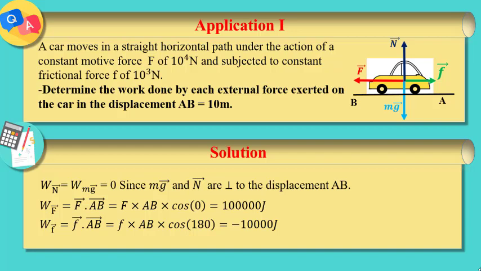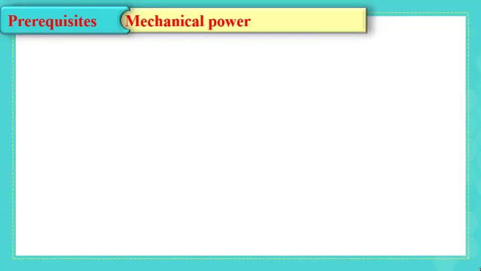So the work done by the normal reaction and the work done by mg is zero, since mg and N are perpendicular to the displacement AB. While the work done by the force F, the force of the motor, is F dot AB, following the rule F AB cosine 0. The answer is 100,000 joules. The work done by friction is f vector dot AB vector. And here the angle between f and AB is 180 since f and AB are opposite vectors. So the answer is negative and it is minus 100,000 joules.